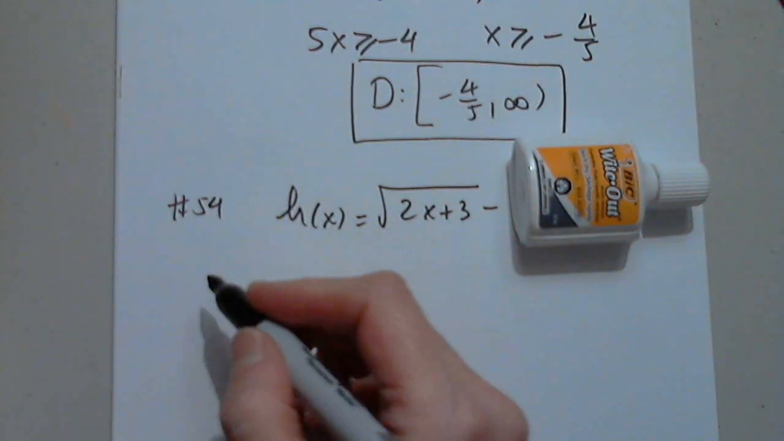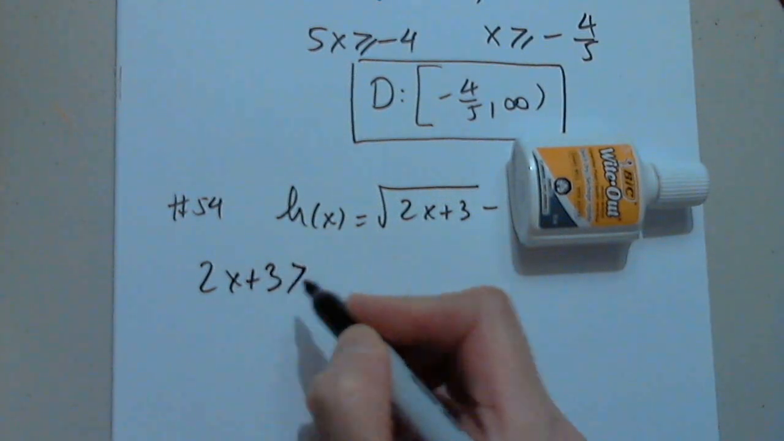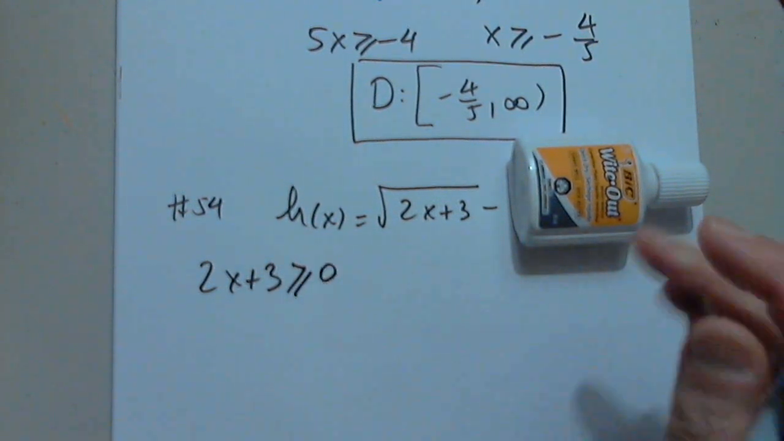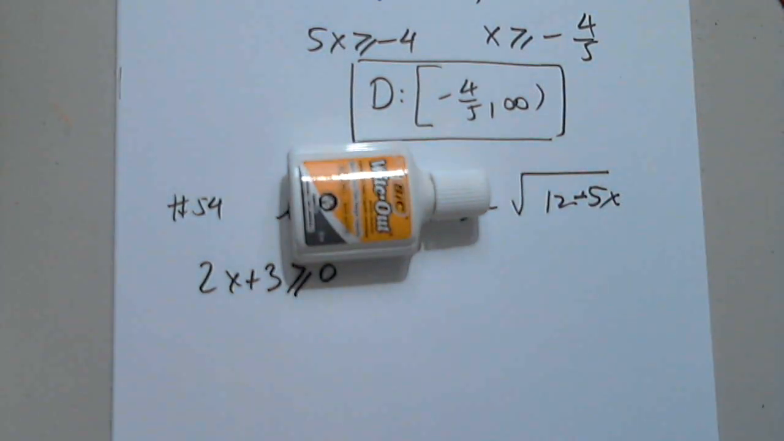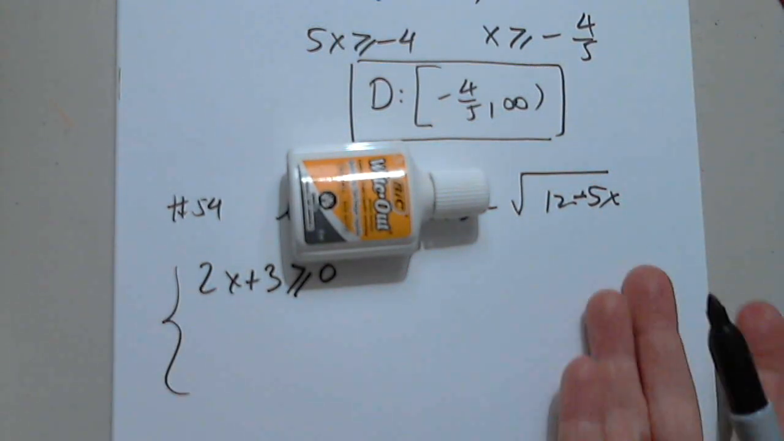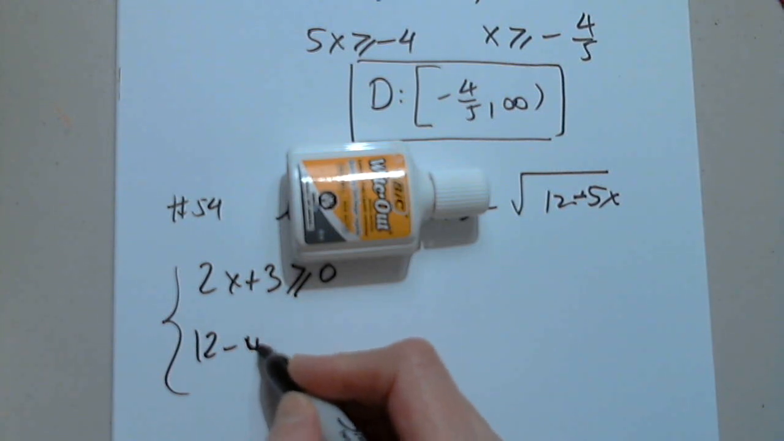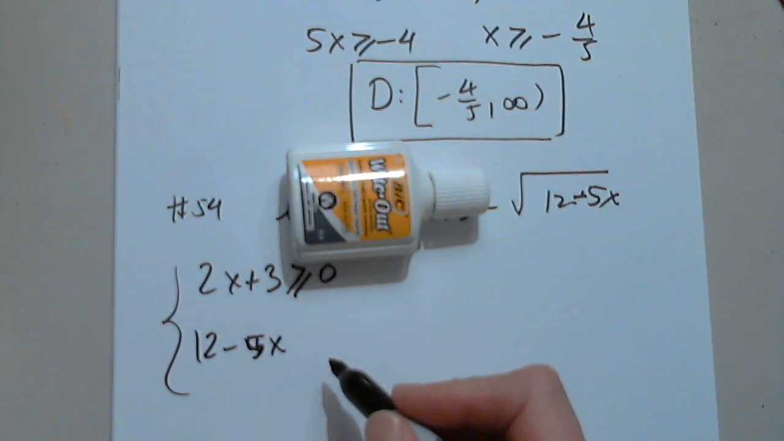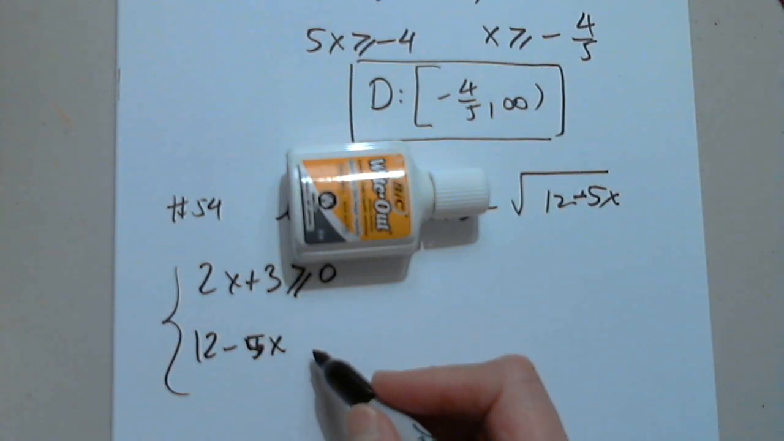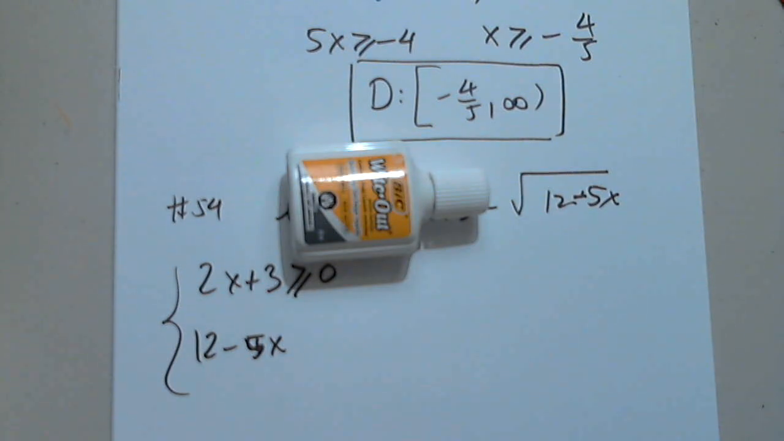Would it be 2x plus 3 greater or equal to 0? That's it. For this one now, 12 minus 5x will be less than or equal to 0. So let's go back.